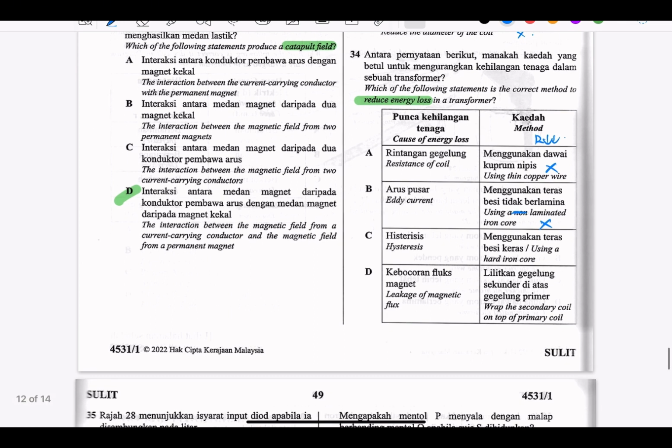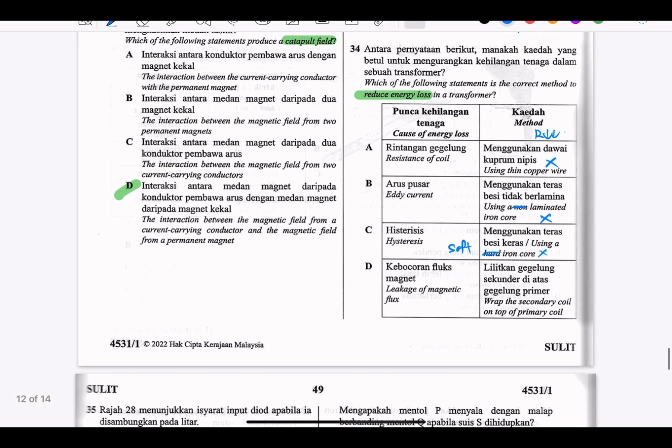Hysteresis, use a hard iron core? No also. You must use a soft iron core, easily magnetized and demagnetized. The leakage of the magnetic flux, wrap the secondary coil on top of the primary coil? Yes. So to reduce the leakage of magnetic flux, we can wrap the secondary and the primary coil as close as possible.